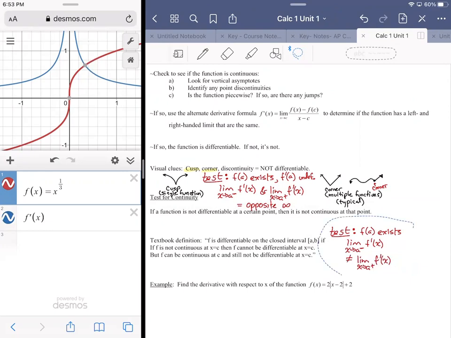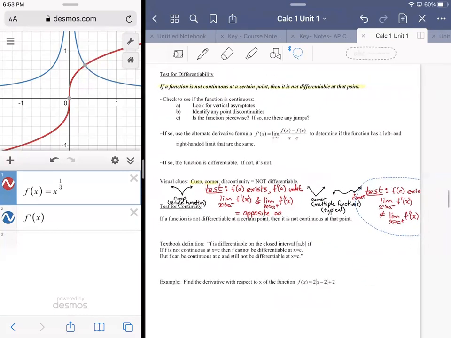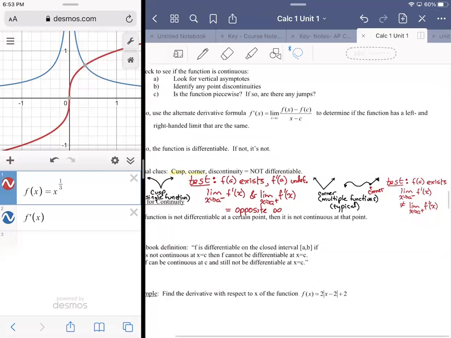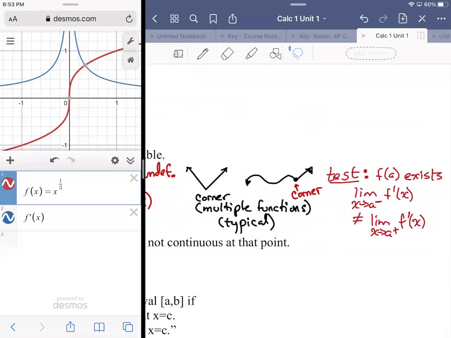Your function needs to exist at the point. I got to resize. Your function needs to exist at the location, whatever the a value is, and your limit of the first derivative coming in from the left and coming in from the right, they could be whatever as long as they don't equal each other. They just got to be different. And that's a justification for a corner. Aside from, you know, the obvious thing of like, I looked at the picture and I see a corner.